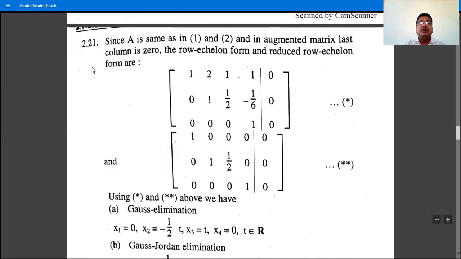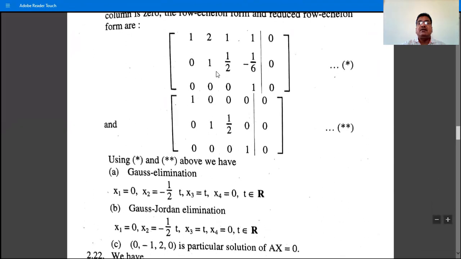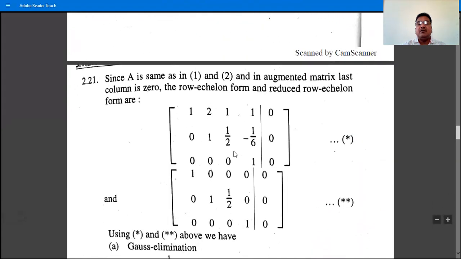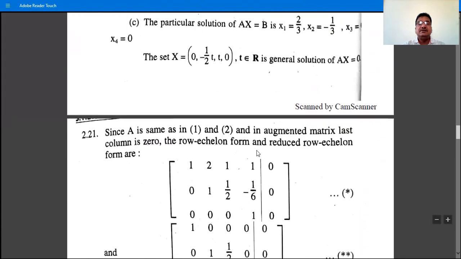This is the answer of 1.21. So this is the echelon form and this is the reduced row echelon form. If you observe this echelon form matrix and delete the last column, then this is the echelon form of the matrix A. And if you observe the number of non-zero rows in the echelon form of A, there are three non-zero rows, and therefore rank of A is 3 and the rank of AB is also 3, and therefore the system is consistent.